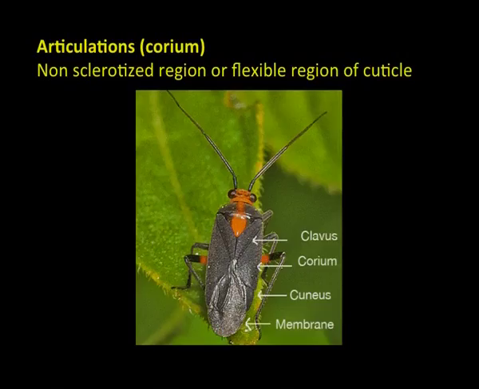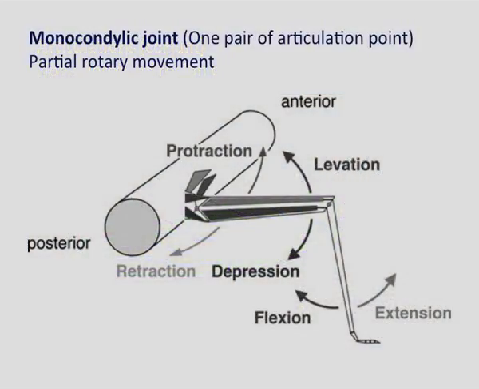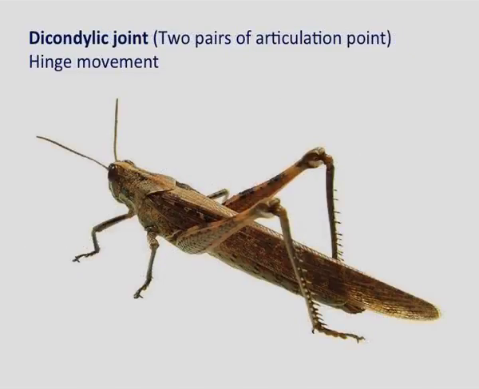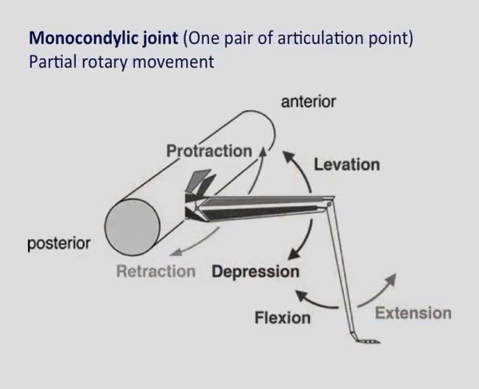Now, the next is the articulations. The non-sclerotized region or flexible region of cuticle is known as the articular membrane or corium, which is movable. The movement depends on the area of the articular membrane and it is limited by one or two pairs of articulation points. One pair of articulation points is a monocondylic joint and two pairs is a dicondylic joint. Monocondylic joint has partial rotary movement and the dicondylic joint has hinge movement.